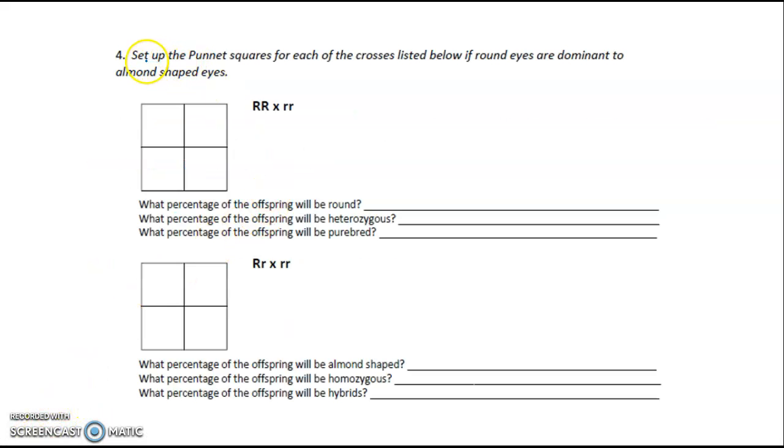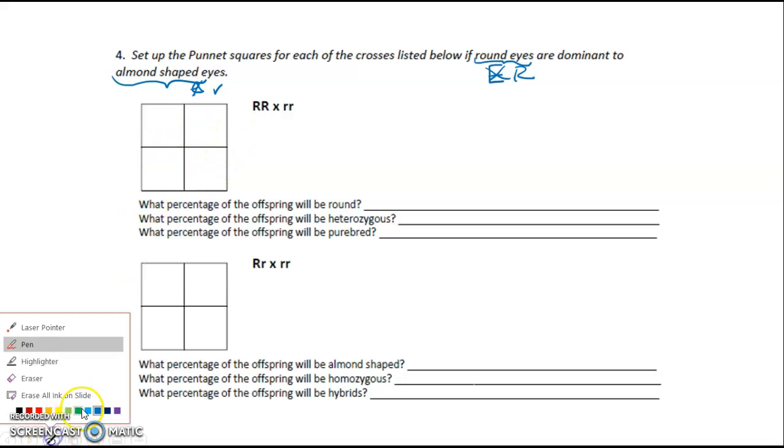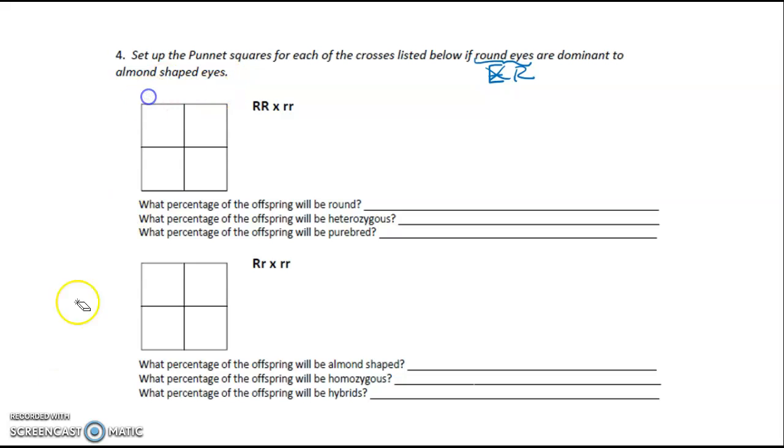Then number 4, we have the next type. It says set up the Punnett squares for each of the crosses below if round eyes are dominant to almond-shaped eyes. So here I'm going to use capital E for round eyes, which are dominant, and for almond-shaped eyes, I'm going to use lowercase e. Or actually they have it right here, so never mind the e's. I guess we're using R. I'm not sure why. Okay. So here I'm supposed to cross. Let me go ahead and erase because I need to put my parents on the outside of the Punnett square.